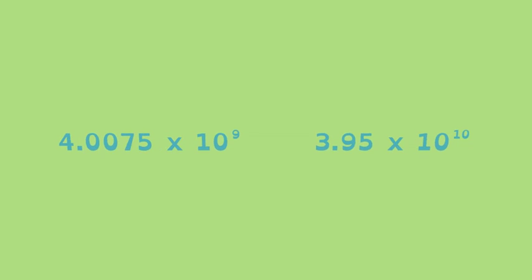To know for sure, you can count the digits, or you can use scientific notation. We can see that the number on the right will be bigger, since it is multiplied by 10 to the power of 10, whereas the number on the left is multiplied by 10 to the power of 9.